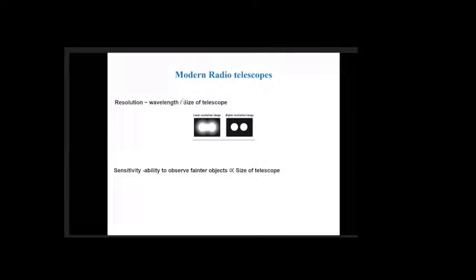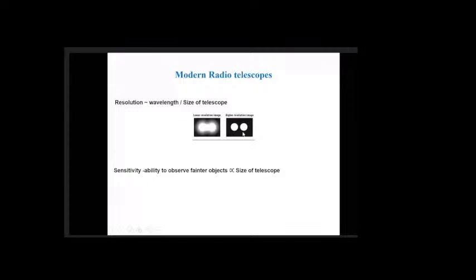Now, when you build a telescope, you have to keep two things in mind. One is the resolution of the telescope, and another is the sensitivity. What is resolution? It's basically how closely separated objects you can distinguish. Let's say you have a bad telescope, then two objects that are very close by will appear as one object. But if you have a very good, high resolution telescope, you can separate them out. That is called the resolution.